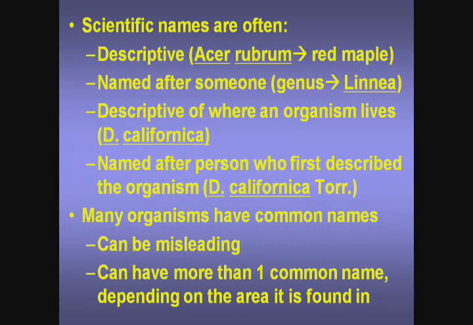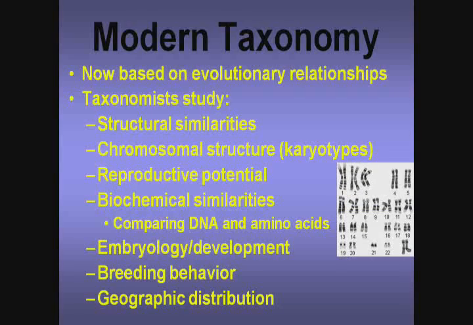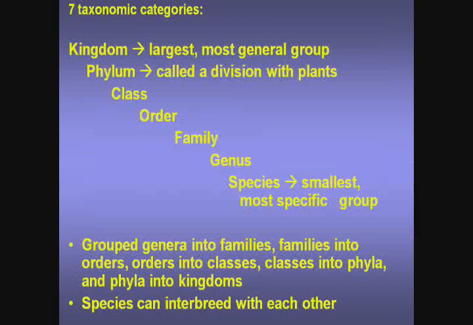I will give you this slideshow. Modern taxonomy is based on a lot of things like chromosomal structure, reproductive potential, biochemical similarities, embryology, breeding behavior, and structural similarities. And the 7 taxonomic categories are in this order. So you have seen all this. All right.